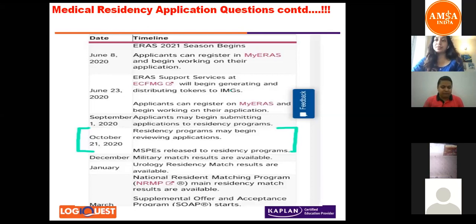However, let's say, fast forward, you are lucky enough to get shortlisted and you receive a call for an interview, and then you go to the US. When you go to the US, you are sitting in front of the program director.